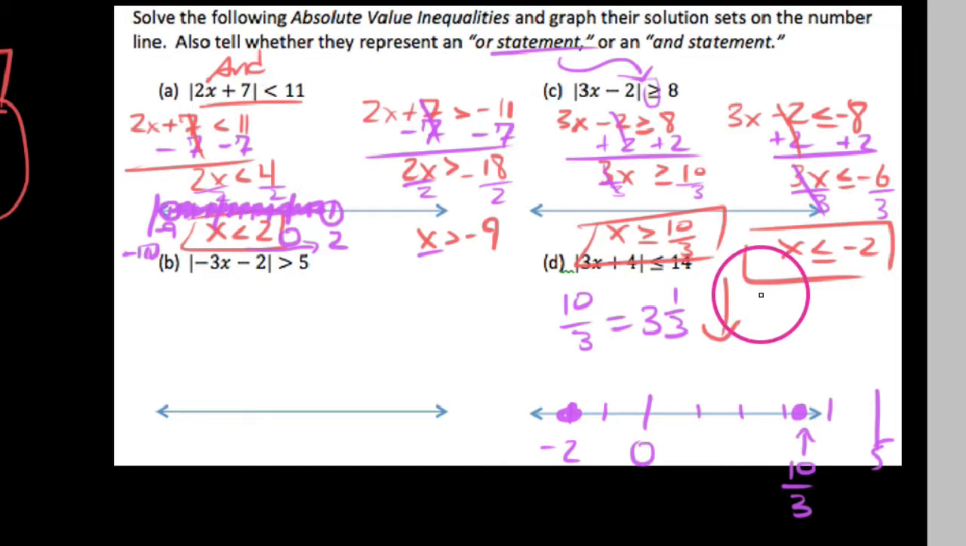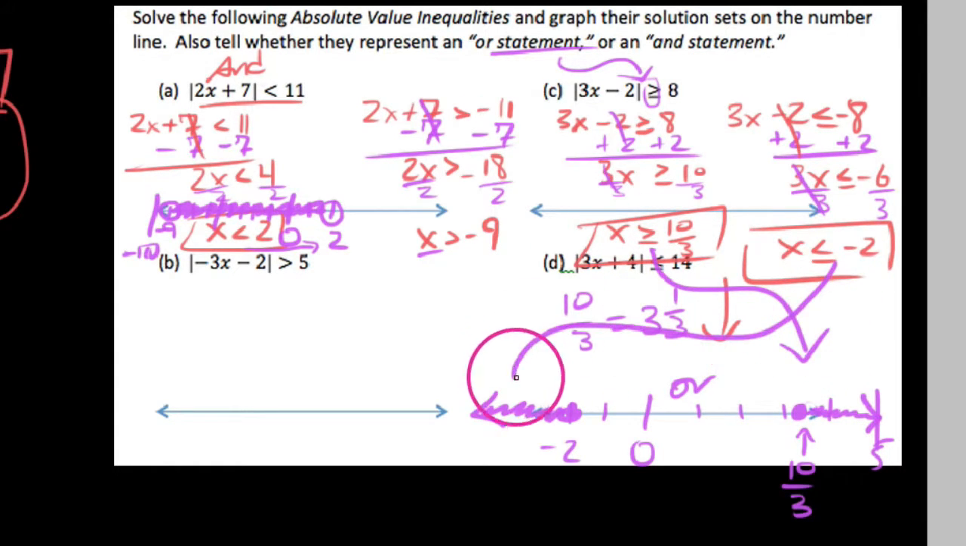And we are going to shade which way? Well, if x is less than or equal to negative 2, it would shade outward. And if x is greater than or equal to positive 10 thirds, it's going to shade this way. So this is definitely an "or" situation. Of course, we could label these sections of the graph as well, just like we could have done up on this portion here. But that's how you deal with absolute value inequalities.